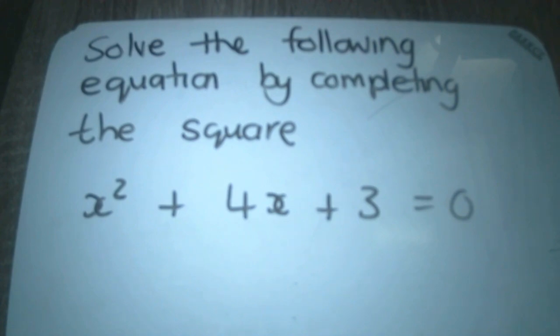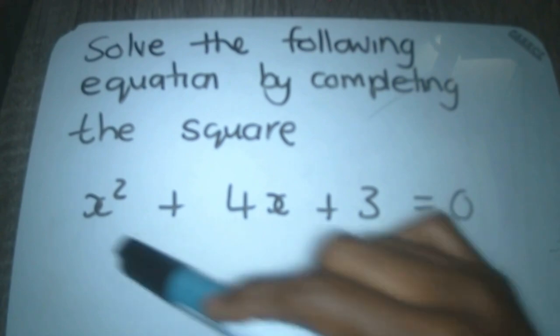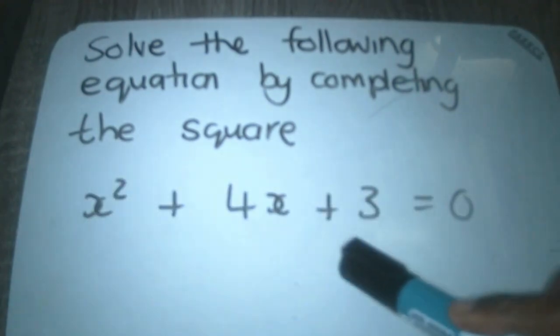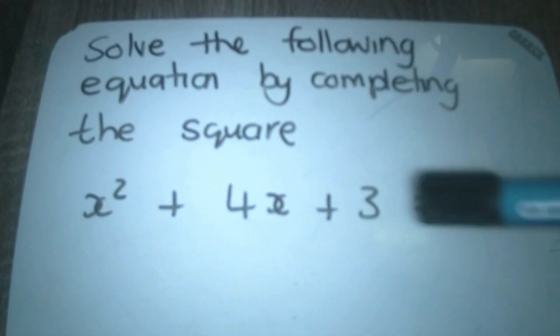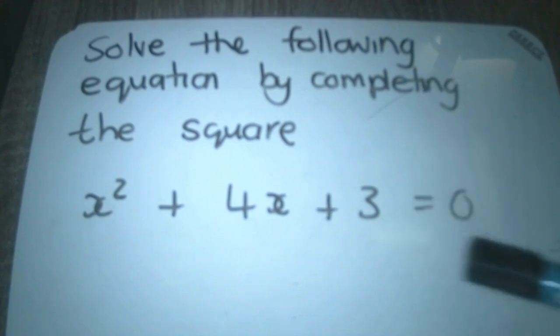to solve for x by completing the square. Okay, so how they would ask in a question, they would say solve the following equation. They would give you an equation like this. You'd have terms on the left hand side which equal to 0, right? And then they say solve that equation by completing the square.